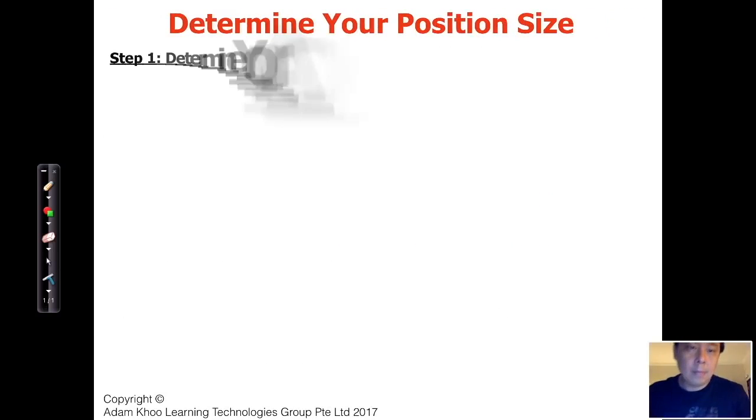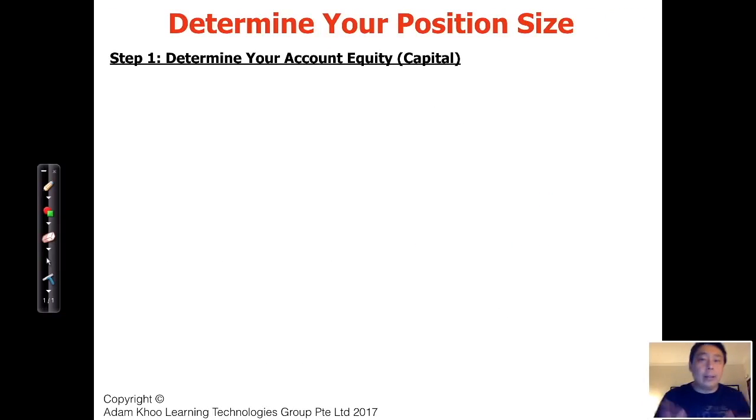Okay, so let's take a look at another example. So in this example, again, let's go through the steps. Step 1, determine your account equity or your net liquidation, right? So again, imagine you got $10,000 in your account. You funded your account with 10 grand.